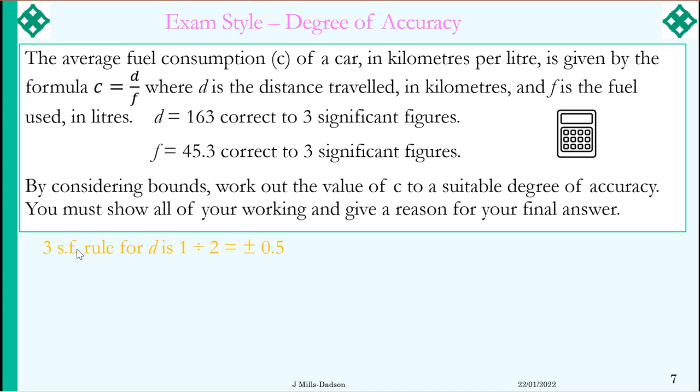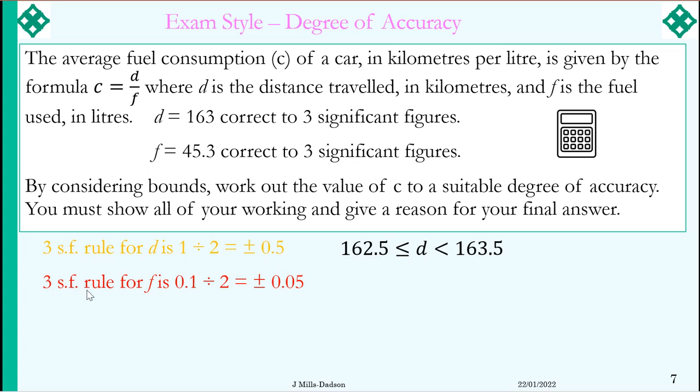So you start with the 3SF rule for D. 3 is the unit, so it's 1 divided by 2. So that's our rule. So we're going to get a distance to lie between 162.5 and 163.5. The 3SF rule for F: the place value of 3 is 0.1, so 0.1 divided by 2 will give us this rule. So our bounds will be 45.25 and 45.35.